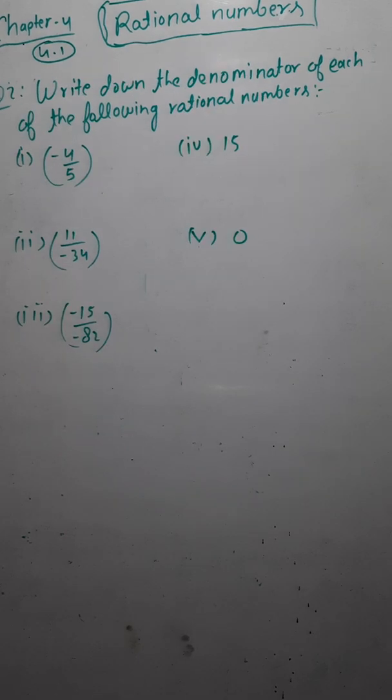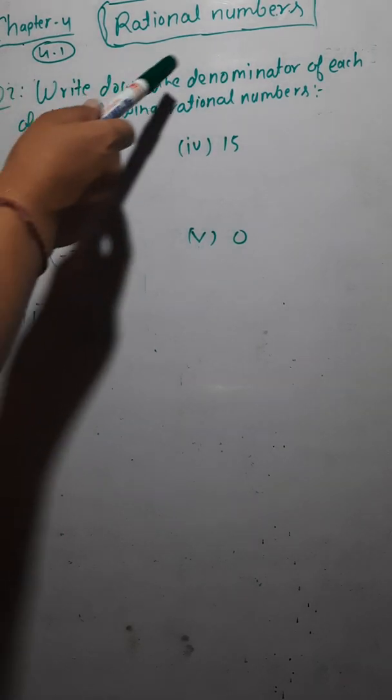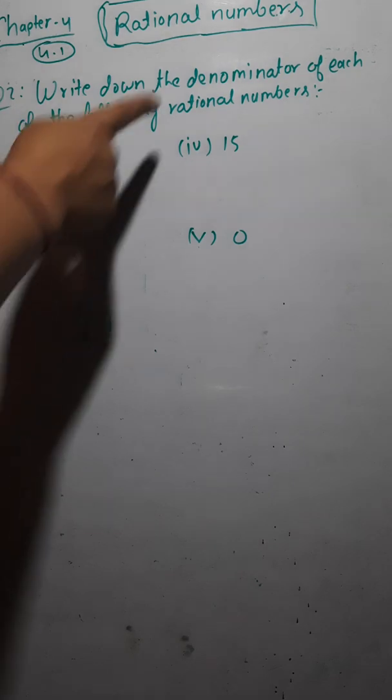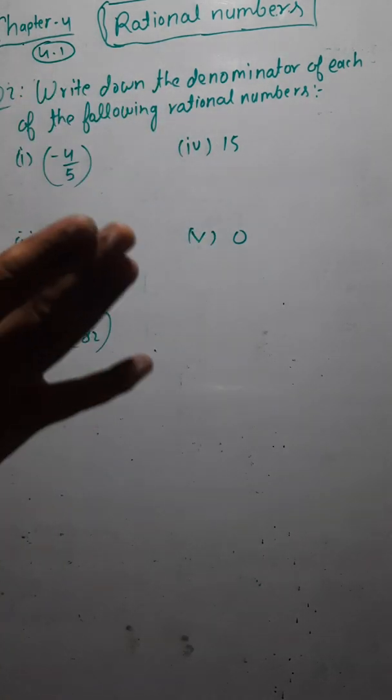And now this is the next question. Question number 2. Question is, write down the denominator of each of the following rational numbers. Okay, so denominator means the down one. So all are rational numbers. Yes or not? 0 is also a rational number, as I have told you already.